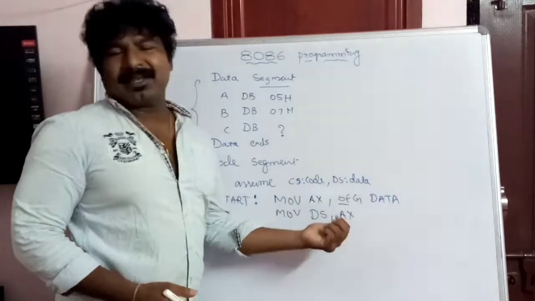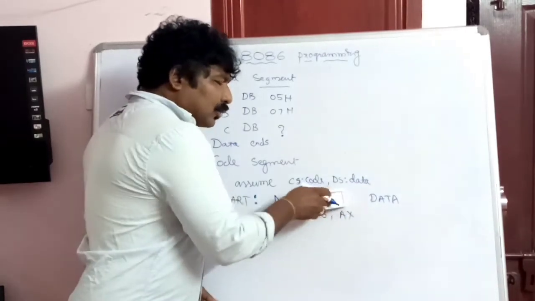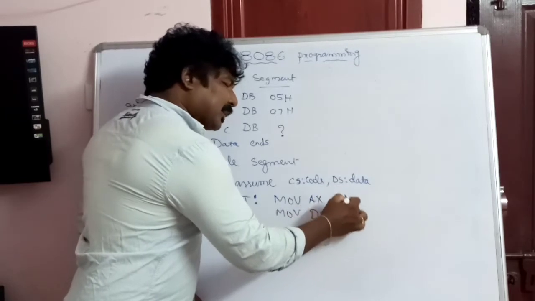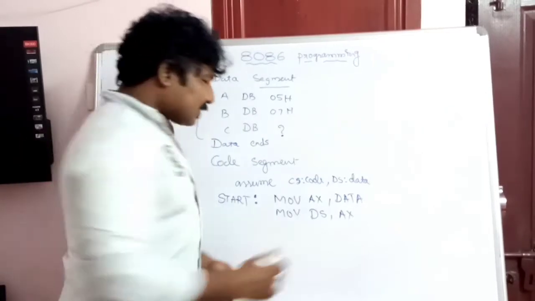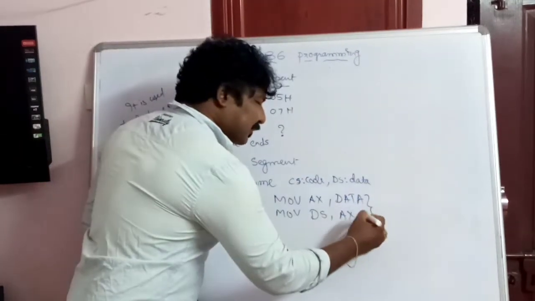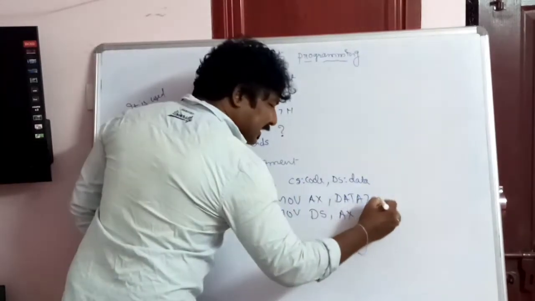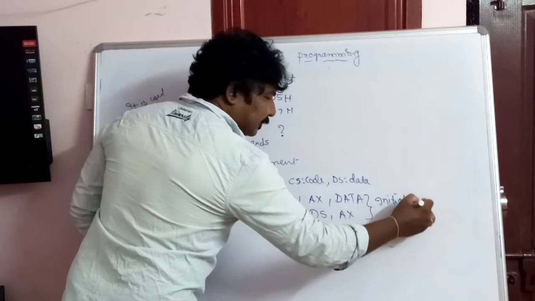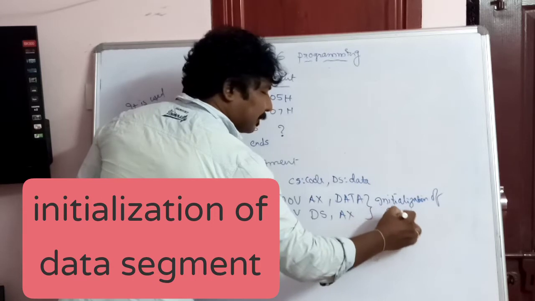There is an optional chance available here. You can omit this SEG. Even though you are not writing that SEG, it will still retrieve the base address. Simply you can write it as MOV AX, data. So what is this? These two statements are used to initialize the data segment. I can call it initialization of data segment.